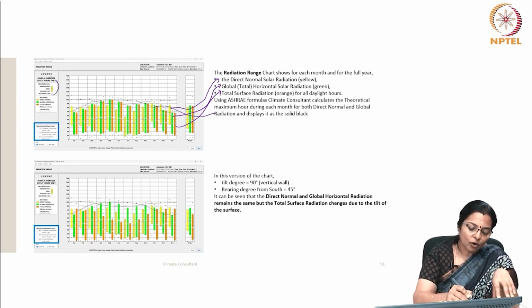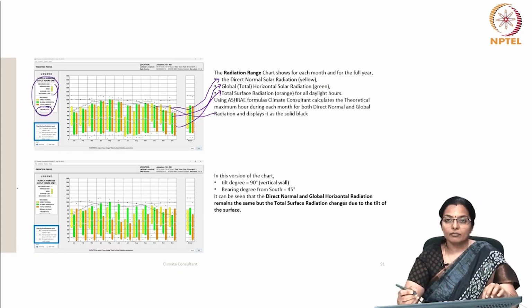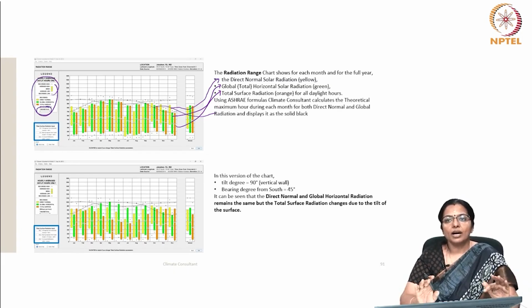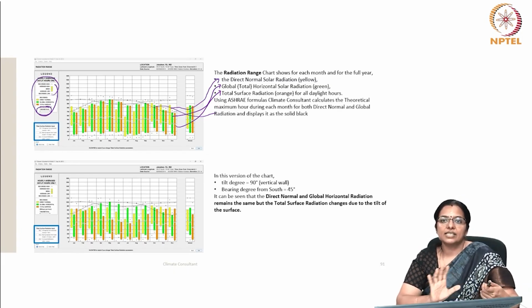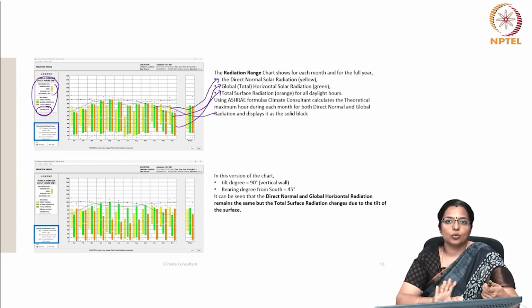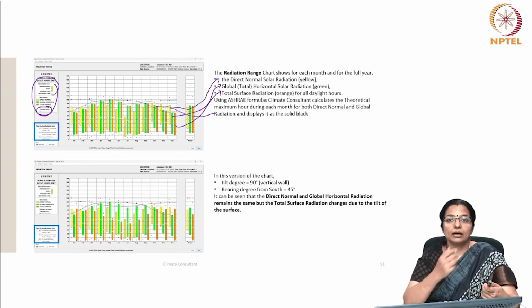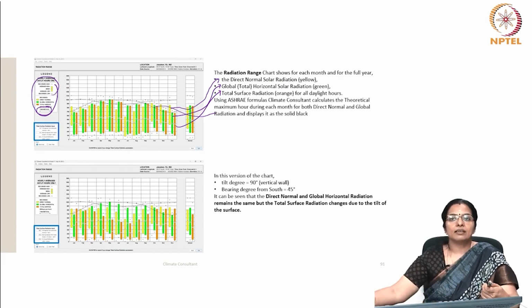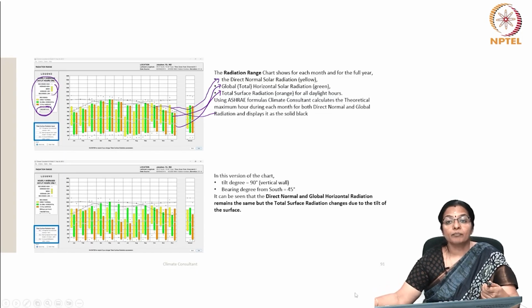The meaning of all these is given here. You can see theoretical. So, the yellow bars show the amount of solar radiation measured as if the sensor was pointed directly towards or normal to the sun. You should notice that the theoretical maximum value for direct normal solar radiation peaks in February when the Earth's orbit brings us closest to the sun.